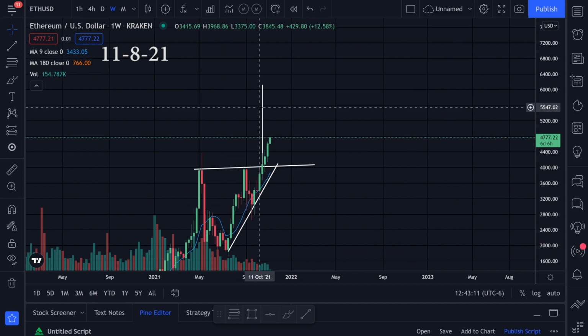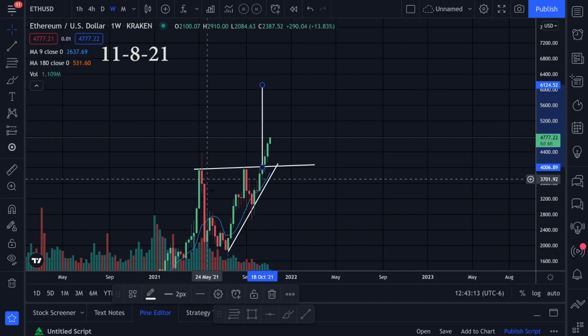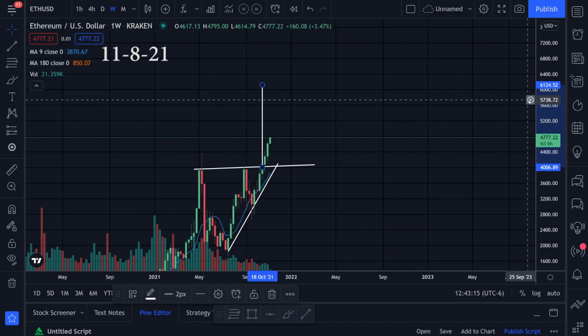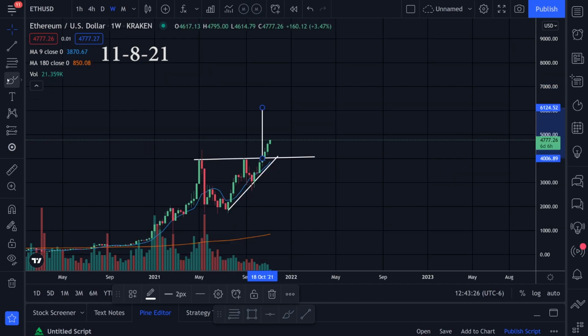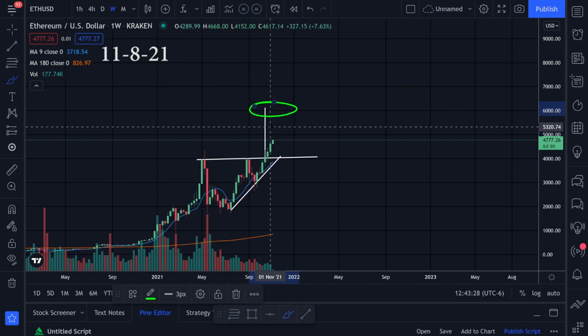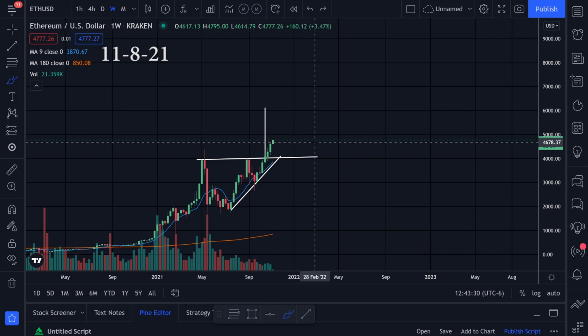So the channel pattern is around 6,200. This little weekly triangle pattern is around 6,124, and then that Fibonacci retracement level is around 6,000. So they all kind of average out into that little area right there. So we're going to have to wait and see.